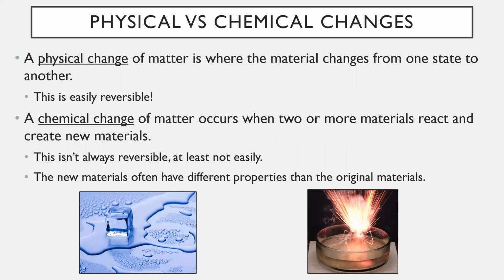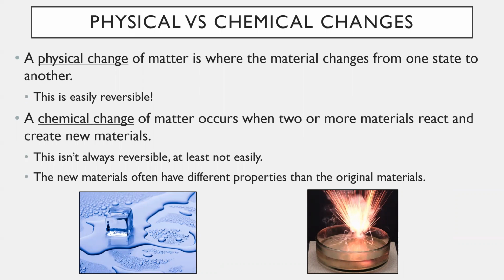So physical versus chemical changes. A physical change of matter is where the material changes from one state to another. This is quite easily reversible, right? So when you heat something up like a solid and then it turns into a liquid, that of course is a physical change because it's just changing from a solid to a liquid. A chemical change, however, is that which occurs when two or more materials react and it creates brand new materials.